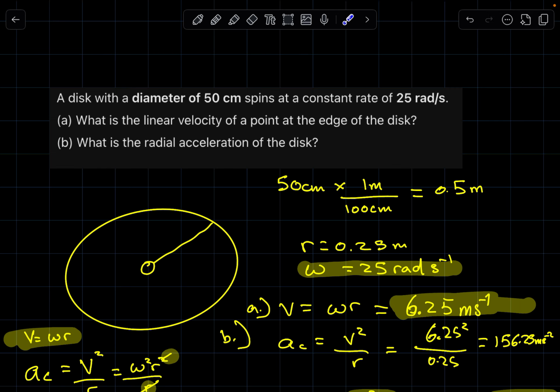Angular acceleration is today's topic. Let's try and get this done under 5 minutes so you guys can review even quicker.